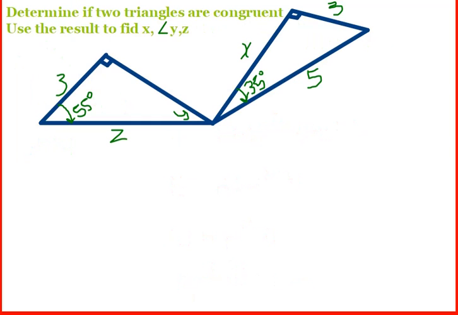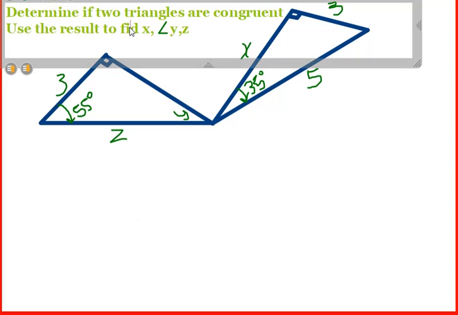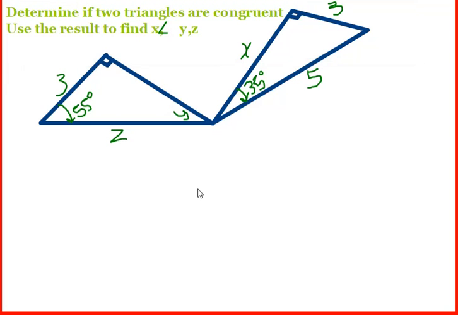Let's have a look at our next question. So in this question, it says, determine if two triangles are congruent. Use the result to find x, angle y, and z. So side x, angle y, and side z. X and z, okay? So we first have to prove if they are congruent. And if they are congruent, then we can further go into determining the x, y, and z.